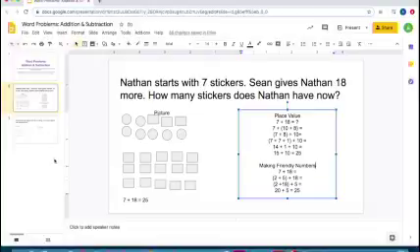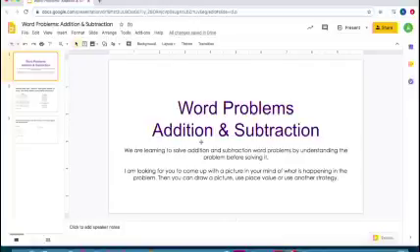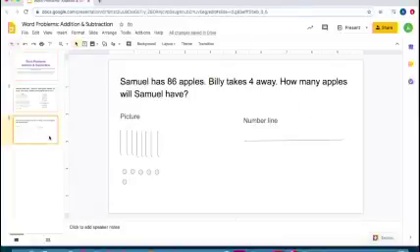Okay, let's look at another problem. Remember, we're practicing solving addition and subtraction problems by understanding the problem before we go to solve it. Okay, Samuel has 86 apples. Billy takes 4 away. How many apples will Samuel have? I've already drawn out a picture. All of these lines represent 10s just like they would in our class, and all of the dots represent 1s.